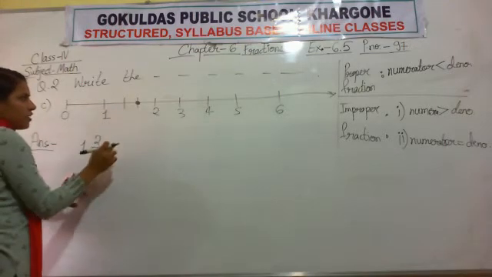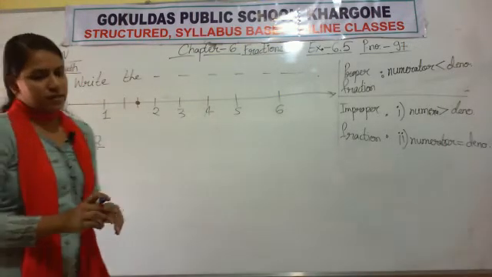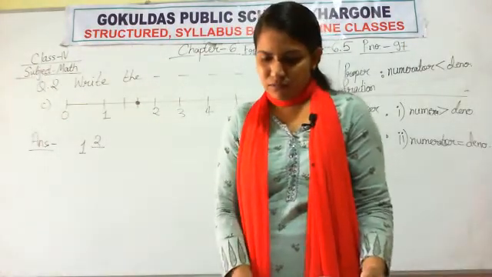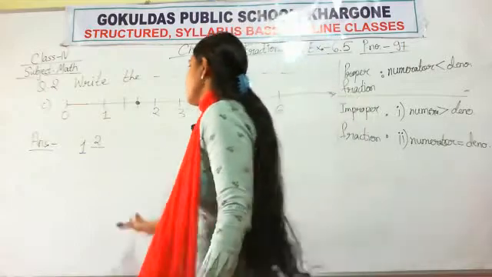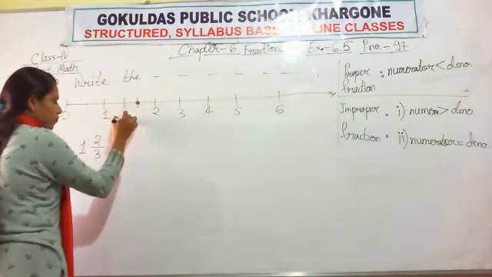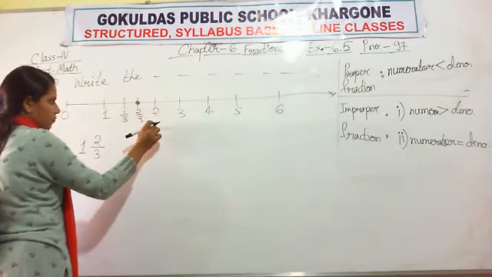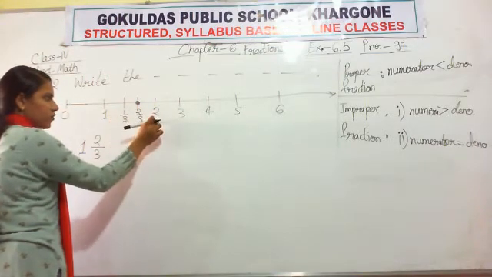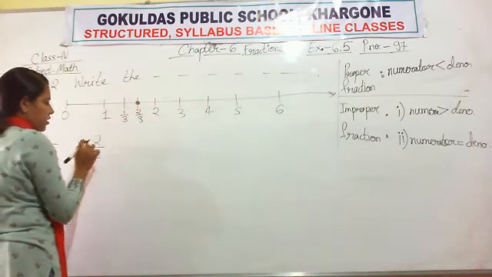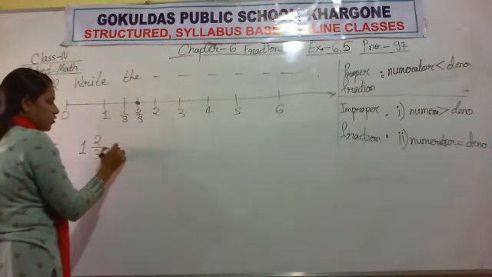How many equal parts have we done here? We have done 1, 2 and 3 equal parts. It represents 1 upon 3, 2 upon 3 and 3 upon 3. We have done total 3 equal parts, right? So this point is representing 2 upon 3. So 1 and 2 upon 3 is your answer.